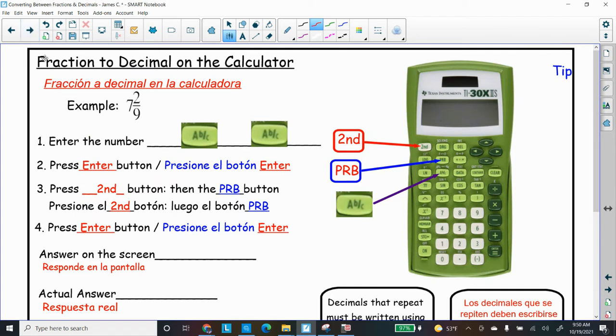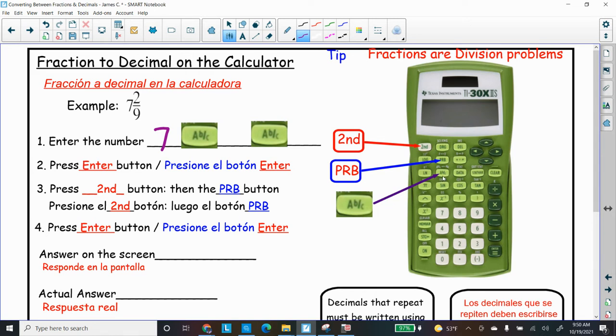Let's go backwards now. Let's change from a fraction to a decimal. And I have a little tip up there, I see. What's the tip, Dr. Rob? Fractions are division problems. That's a good tip. All right, so how do we enter this mixed number 7 2/9 into our calculator? Well, we type the whole number, which is 7. So we'll type in the 7 first. And then we press the ABC button. The ABC button is the fraction button.